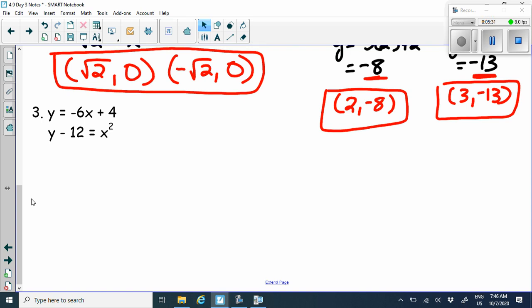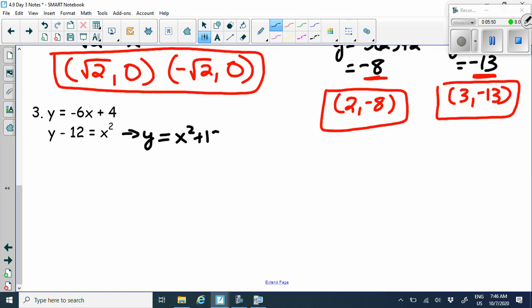Okay, we have y equals negative 6x plus 4 and y minus 12 equals x squared. First thing is, we need to make sure each of these equations is solved for y. The first one is, but we've got to solve for y on the second one. So to do that, I'm going to add 12 to the other side, so I'm going to get x squared plus 12. Now, I can set both of these equations equal to each other. So I have negative 6x plus 4 equals x squared plus 12.